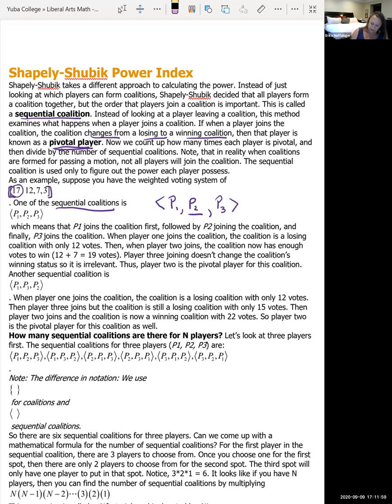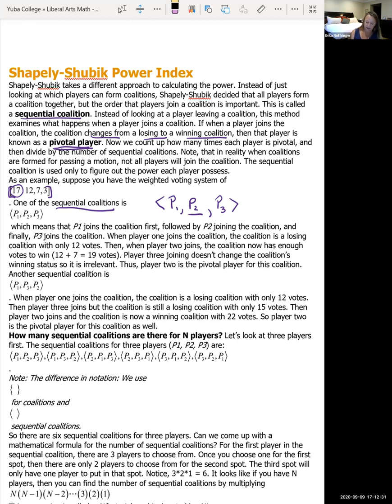Okay, so let me just go back. When player 1 joins, the coalition is a losing coalition with only 12 votes. Then when player 2 joins, the coalition now has enough votes to win, 12 plus 7, which is 19 votes. Player 3 joining doesn't change the coalition's winning status, so it's irrelevant. Thus, player 2 is the pivotal player for this coalition. And in another sequential coalition, we could write this as P1, P3, and P2.